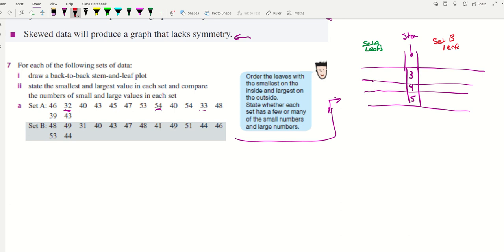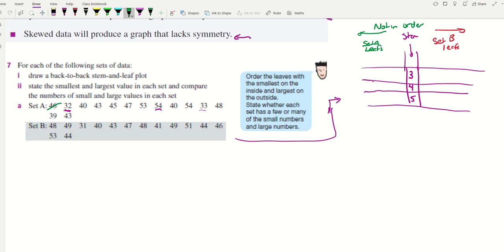Now remember, I'm ordering this way on that side. I'm ordering this way from this side. But in the first one, this first thing I'm doing is not in order. I'm just trying to get them all into my graph first. So what I'm going to do is cross them off as I go.